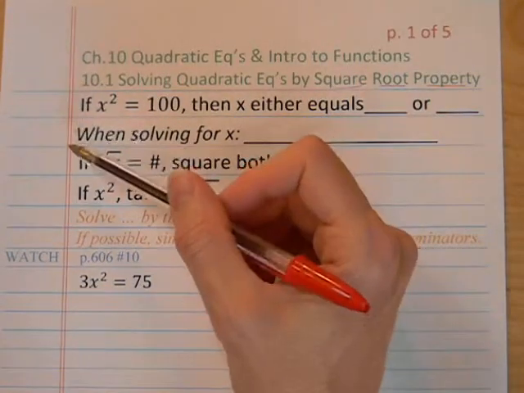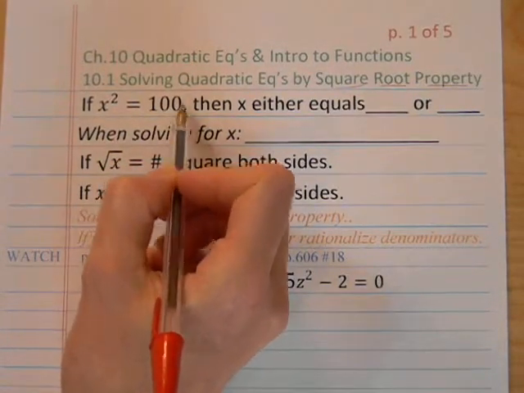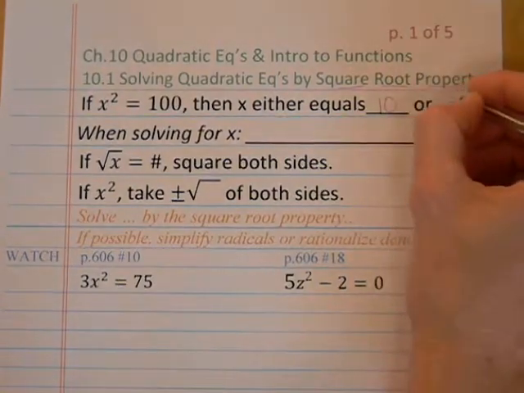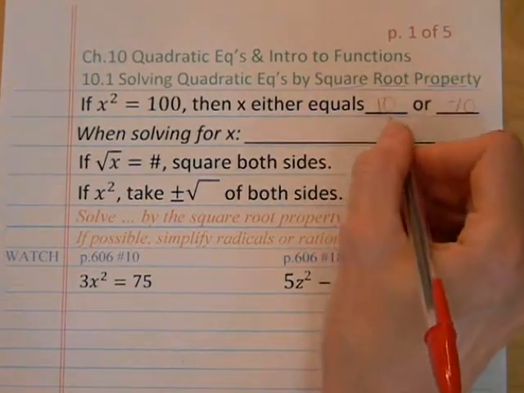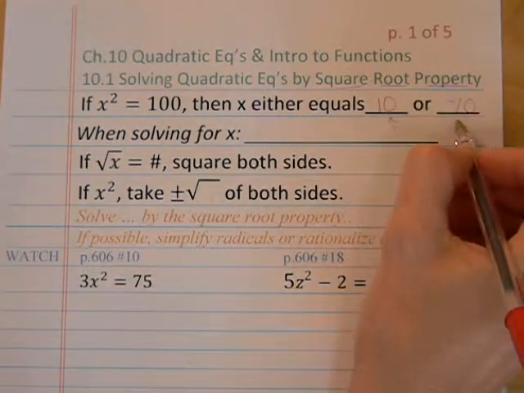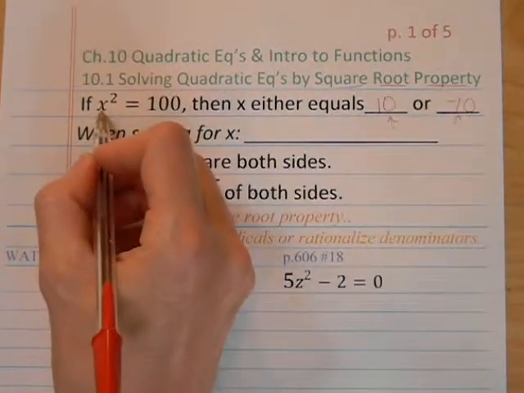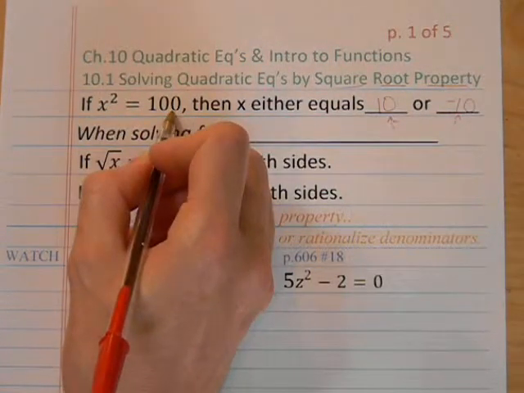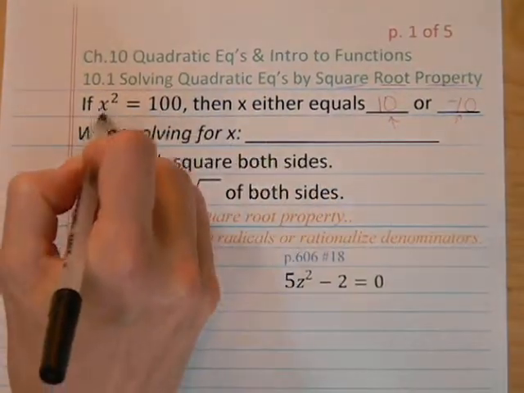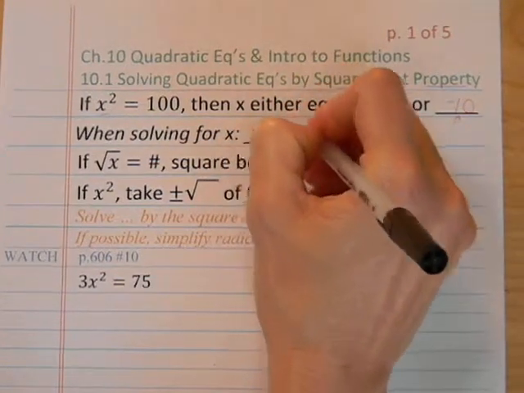So let's review just a little bit. If we have x squared equals 100, there are two possible solutions for x. You could get either positive 10 or negative 10, because positive 10 times itself gives you positive 100, and negative 10 times negative 10 also equals positive 100. So when we're solving for x in a quadratic equation, there are two possible answers.